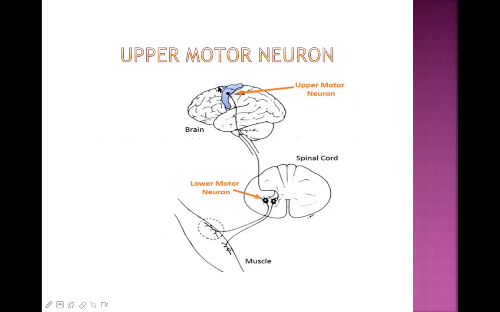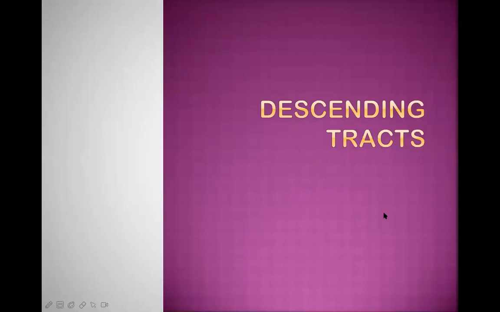Now this picture will tell us everything. This is the brain, the source of the upper motor neuron. It reaches the spinal cord where it synapses, and from there the lower motor neuron originates. Another type of lower motor neuron, which is not shown here in the picture, lies in the brainstem. Now, after getting this concept, let's talk quickly about what are the descending tracts present in the spinal cord.